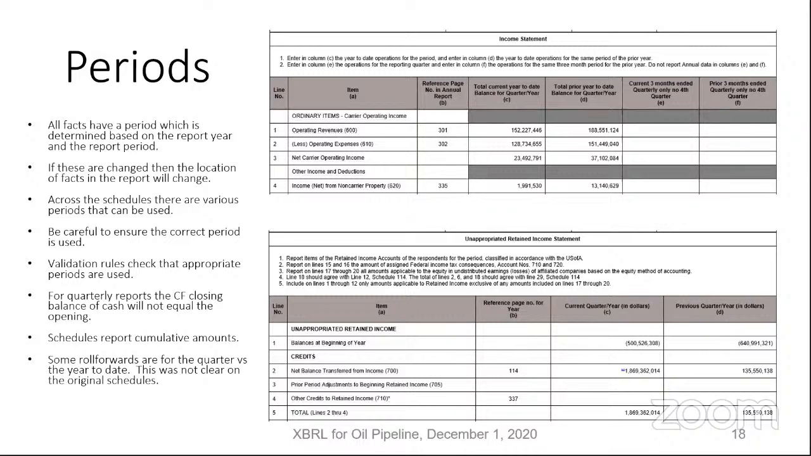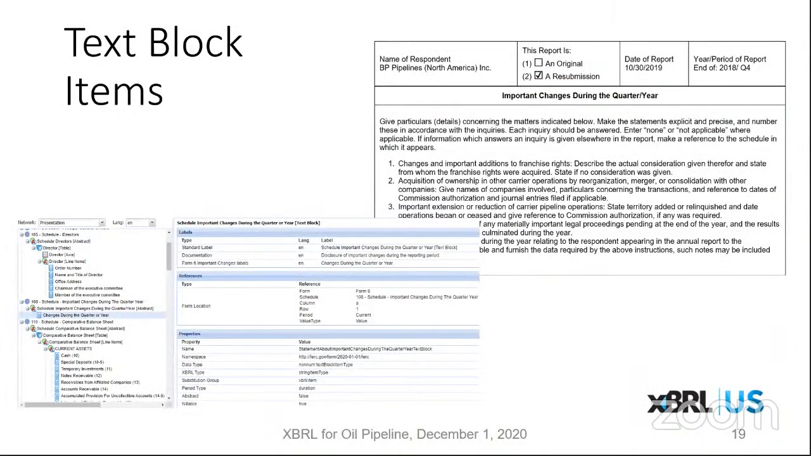And then in terms of roll forwards, there are validation rules to check that roll forwards work correctly as well. So you just need to make sure that you get the correct periods on any roll forward items you may have. Yeah, it's an opening balance plus any changes equals the ending balance.